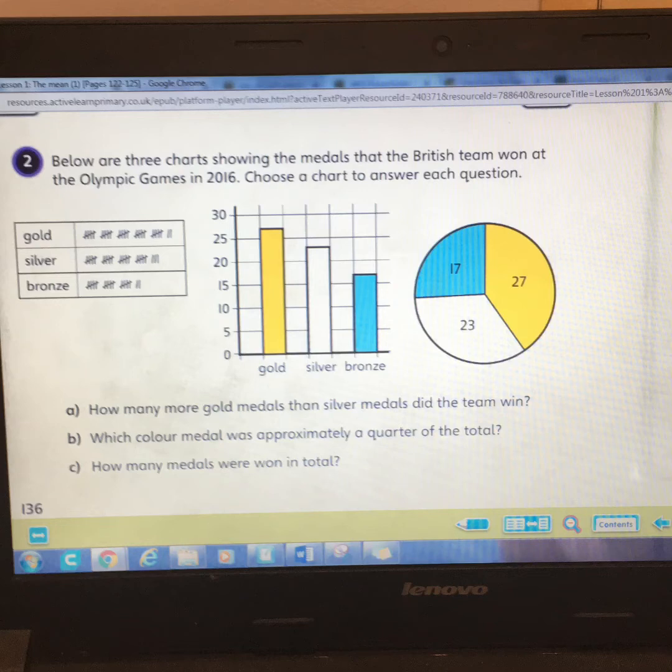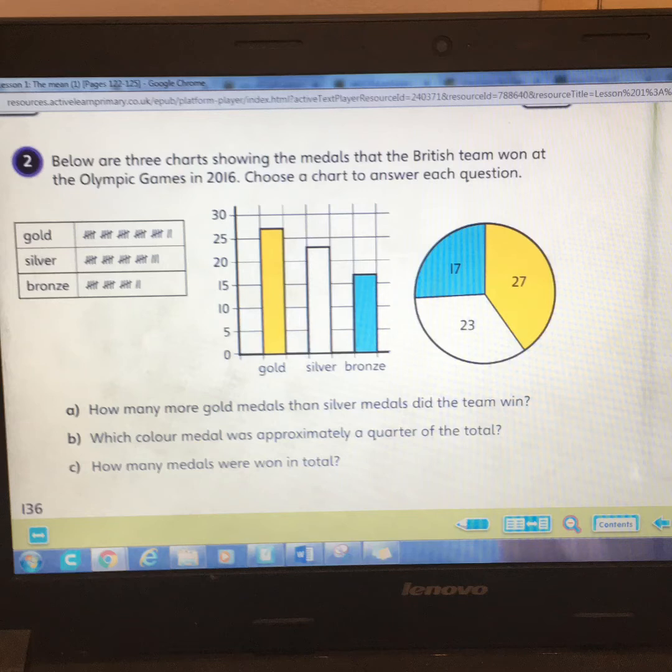So A says, how many more gold medals than silver medals did the team win? So the chart that's probably best for showing a difference and for comparing data, finding more or less than questions, would be the bar chart. So I look on the bar chart, gold medals, they'd won in between 25 and 30. So that would be about 27 medals. Silver medals was 23 because it's right in the middle. So if I just take those away, the difference would be 4.